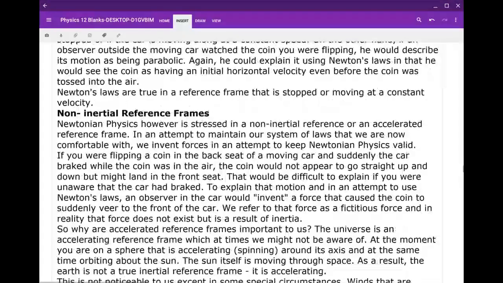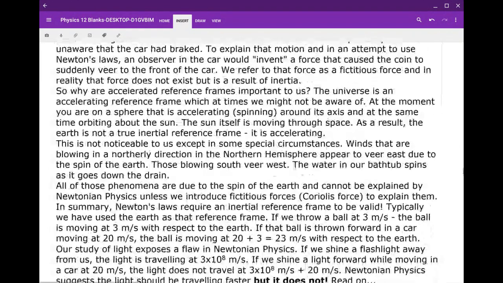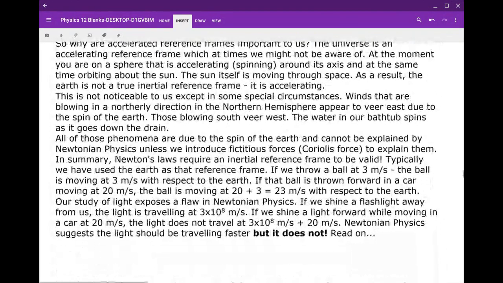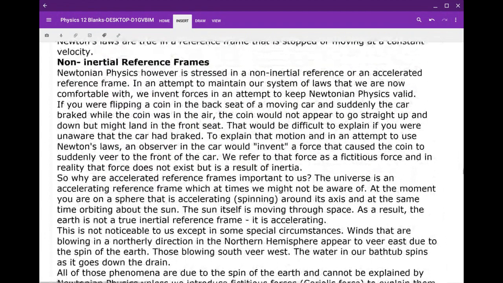Now, non-inertial frames of reference, okay? Newtonian physics, however, stresses these, so I won't read all this to you. You can read this yourself. I'll send it to you as well. So you've got these non-inertial frames of reference. It's a pretty big thing there, so you can pause the video and read this. Okay. Non-inertial frames of reference are where this is not true.